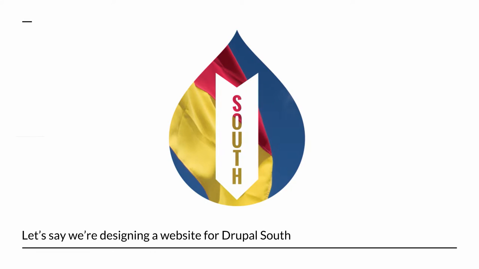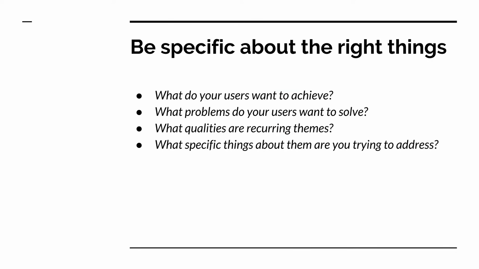So let's say we're designing a website for DrupalSouth. We want to be specific about the right things. What do users of this website want to achieve? Who can help me? Someone who wants to use the DrupalSouth website, what do they want to achieve? Buy tickets, see the schedule. Anything else? Find a location? Cool. So this is stuff that we want to write in our persona. These are the users' goals.